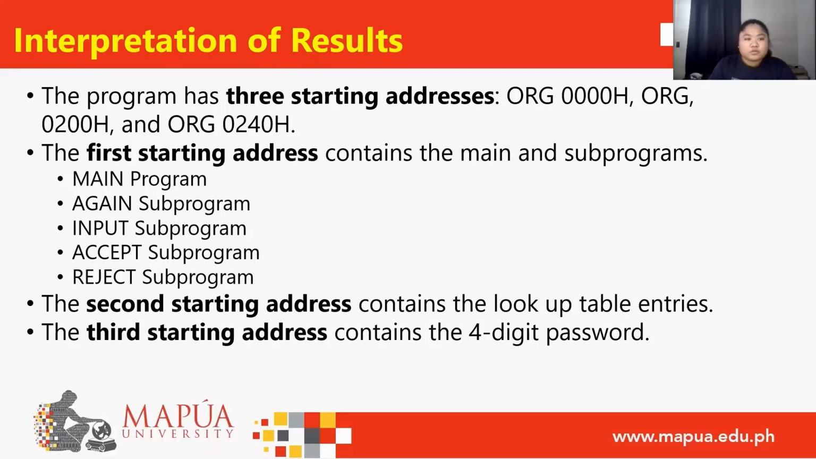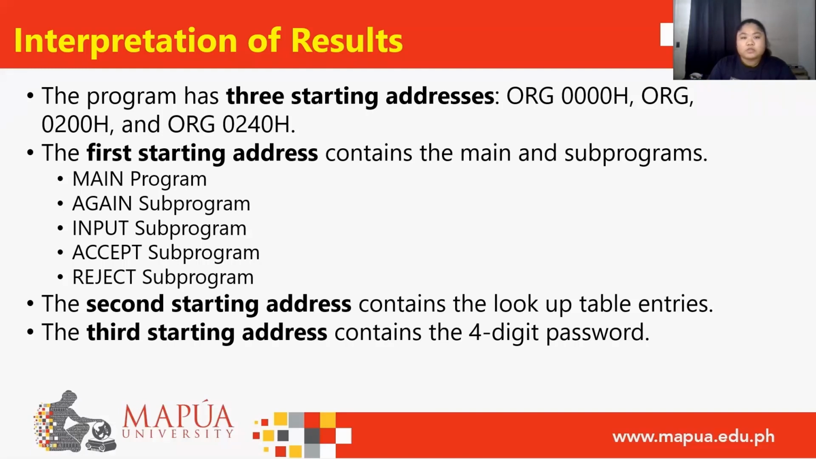Interpretation of results. To interpret the answers provided to the questions, each part of the program encoded will be looked through. The program can be divided into 3 parts based on their starting addresses. The first part of the program has the address org 0000H and contains the following program and subprograms.